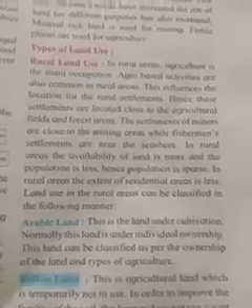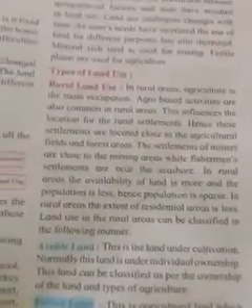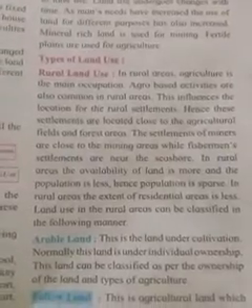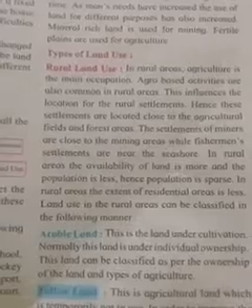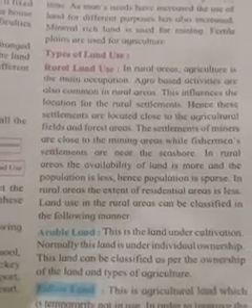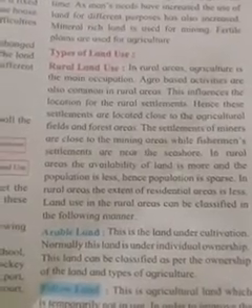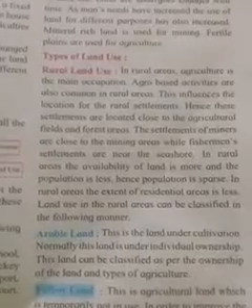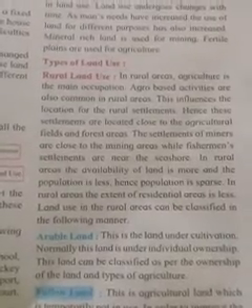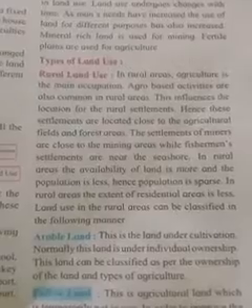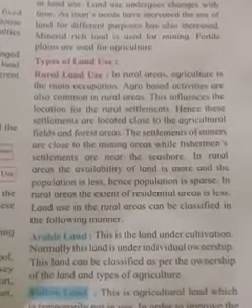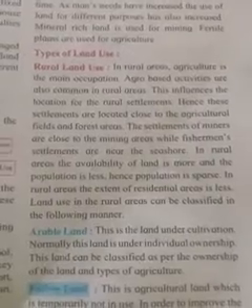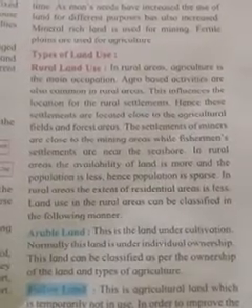First type of land use is the rural land use, and in these areas agriculture is the main occupation, and agro-based activities are common in the rural areas. That means in these areas the settlements are close to the agriculture. That means the settlement of these people is dependent on the agricultural field and forest areas.